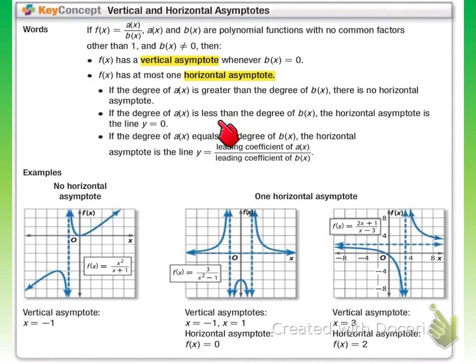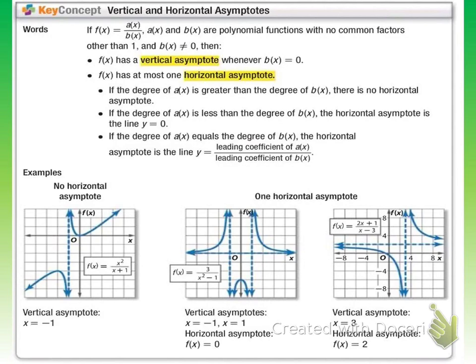Okay, second bullet. If the degree of a of x, which is your numerator, is less than the degree of b of x, the horizontal asymptote is the line y equals 0, which is the x-axis. So if the degree of your numerator is less than the degree of your denominator, your horizontal asymptote is the line y equals 0, or your x-axis. Everybody good? That's case 2.